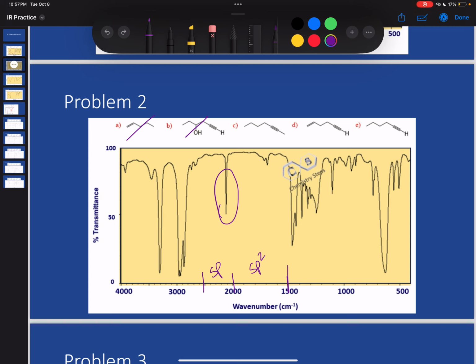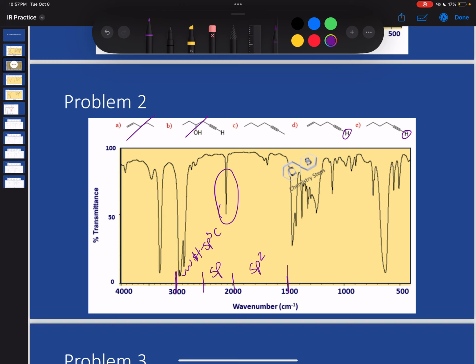Now I'm going to be looking at those structures, and what I notice is that I have some terminal hydrogens, or I have alkyne hydrogens. Well, that should be pretty noticeable in my IR. So in the previous video, we talked about that idea at 3000, if it's below it, these are going to be hydrogens that are bonded to an sp3 hybridized carbon. Well, C, D, and E have all of those. So that's not going to eliminate anything.